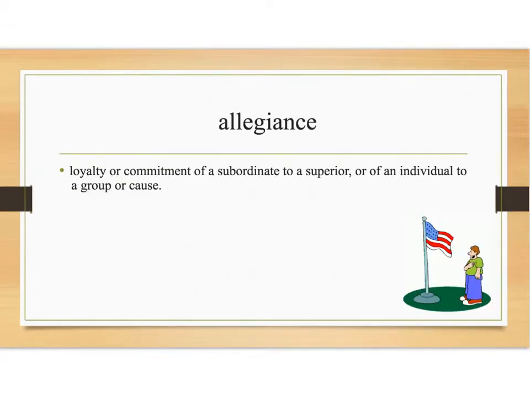Our next term, allegiance, meaning loyalty or commitment of a subordinate to a superior or of an individual to a group or cause. This is very important in the feudal system because, as we saw in the last slide, you had different levels or tiers of people, and so one needed to be loyal to the one above them. You have the very bottom, the peasants. They were loyal to the knights and the nobles, and then above them, you have the king or the pope or whoever's at the very top of the church. If you were loyal to your king or queen, that meant you would fight for them, and in return they would provide protection to you.